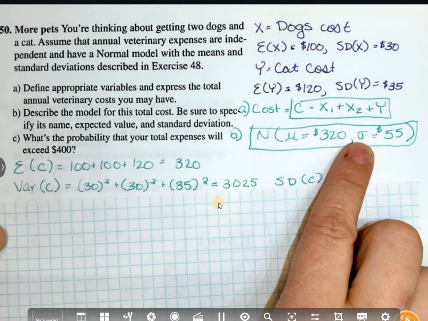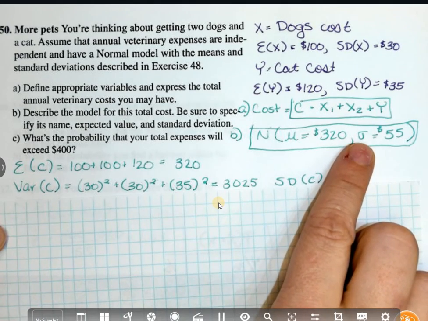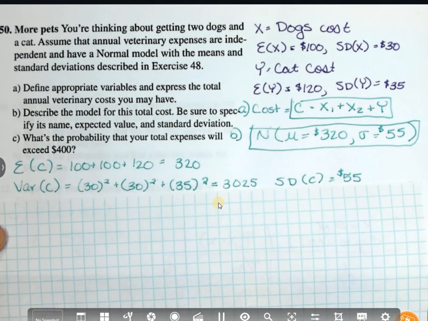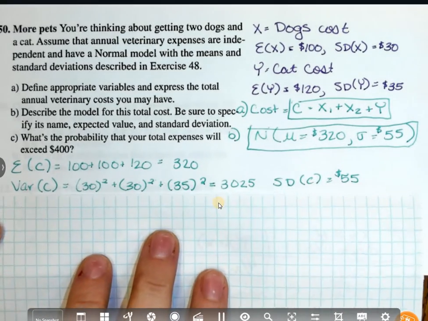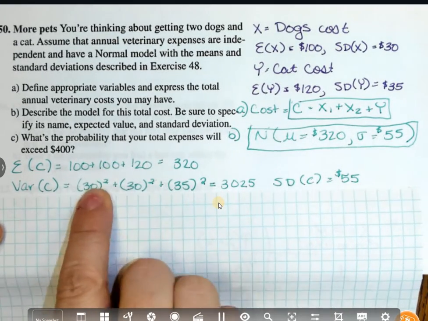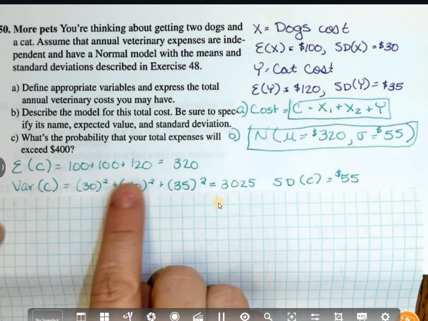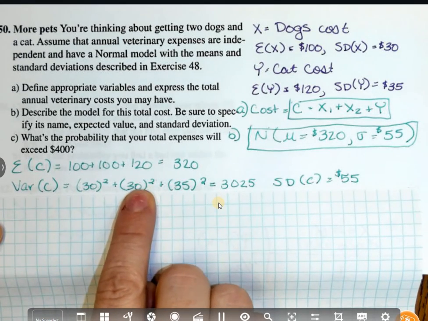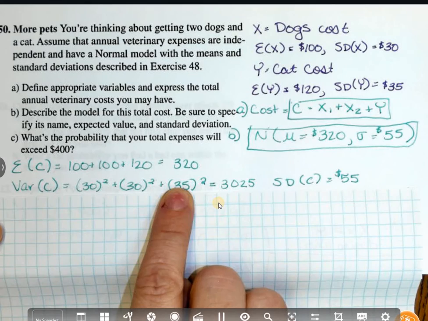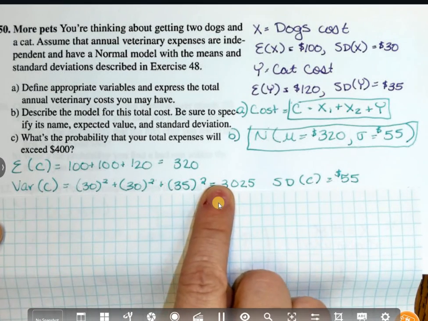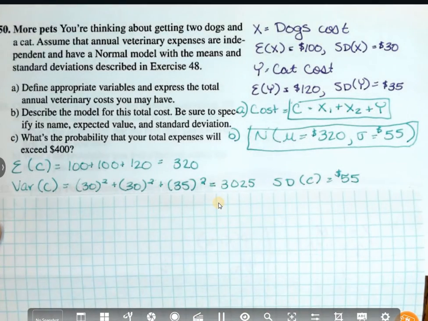Spread is your standard deviation, but I can't do calculations with standard deviations. I've got to do it with the variances. So I took standard deviation squared, that's the variance of the first dog. Standard deviation squared, the variance of the second dog. Variance squared for the cat. Get that answer. Square root for your standard deviation. You've got to show that.